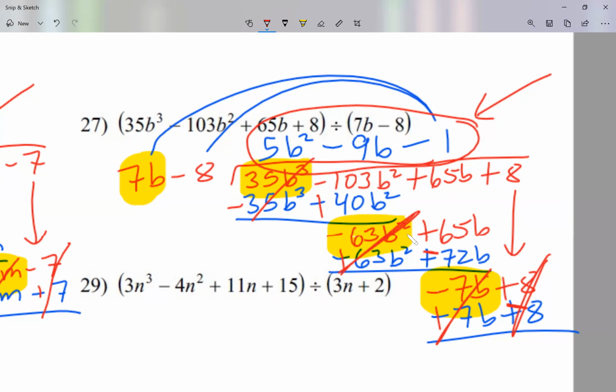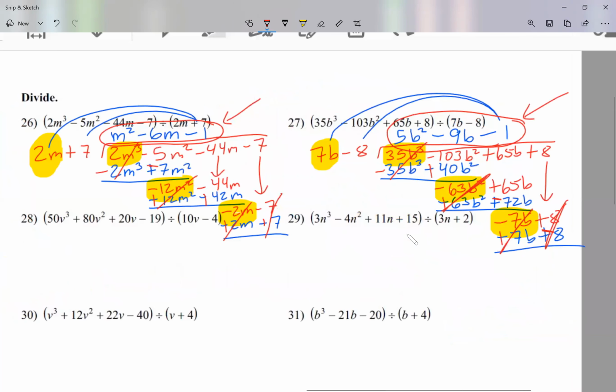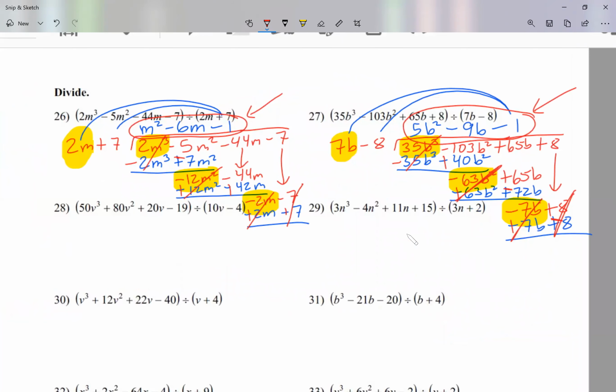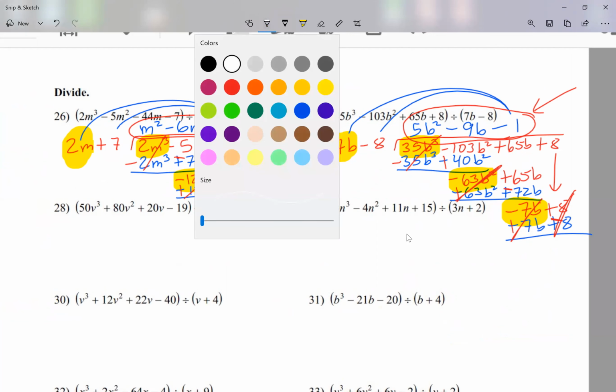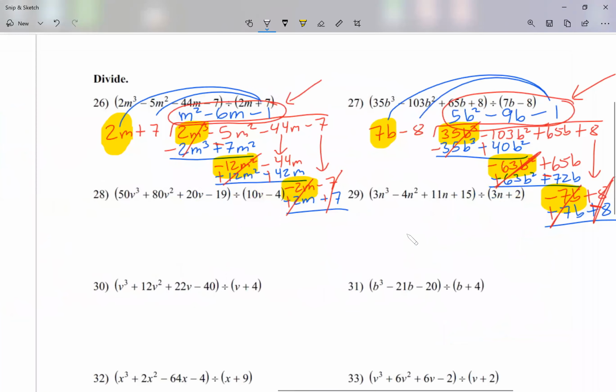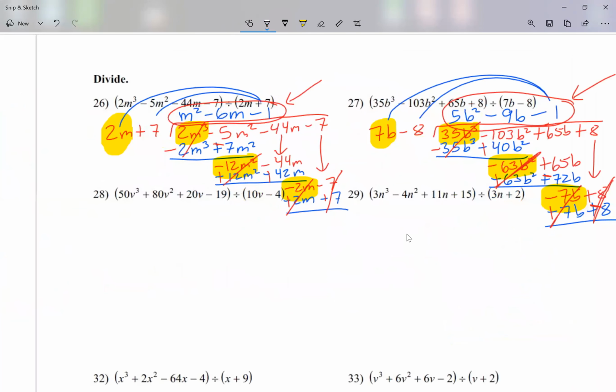I know some of you guys might be thinking, oh man, this is long work. That's why it's called long division. Okay? So you guys might be like, oh, this is a lot of work. Again, that's why it's called long division. All right, let me open up some room here for me.